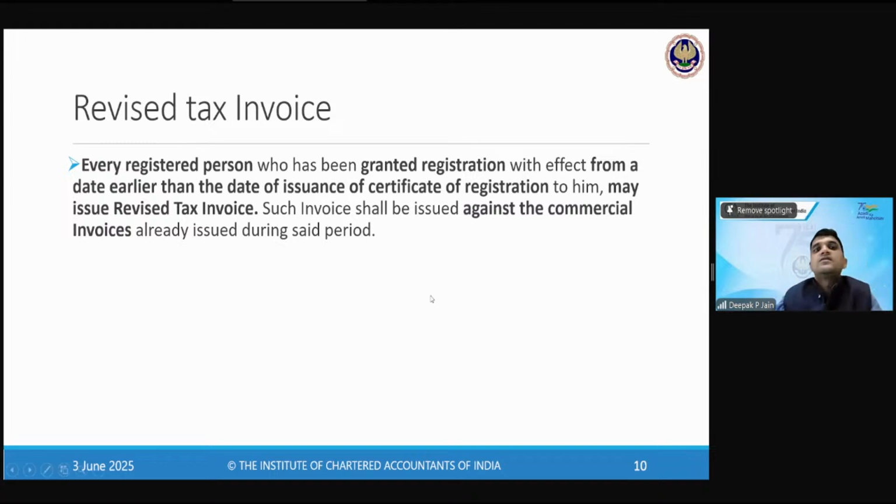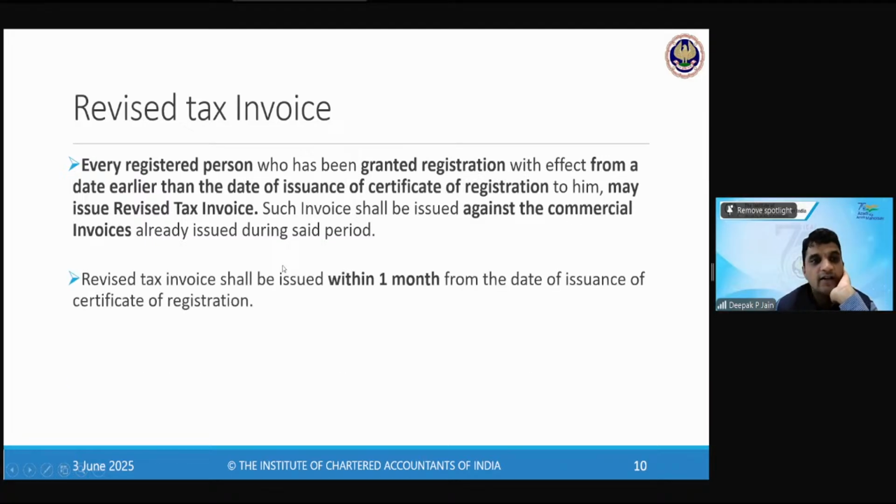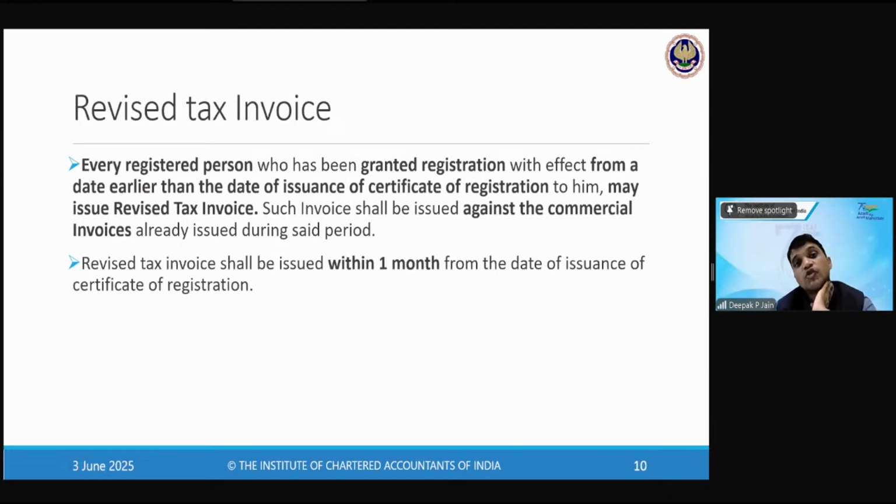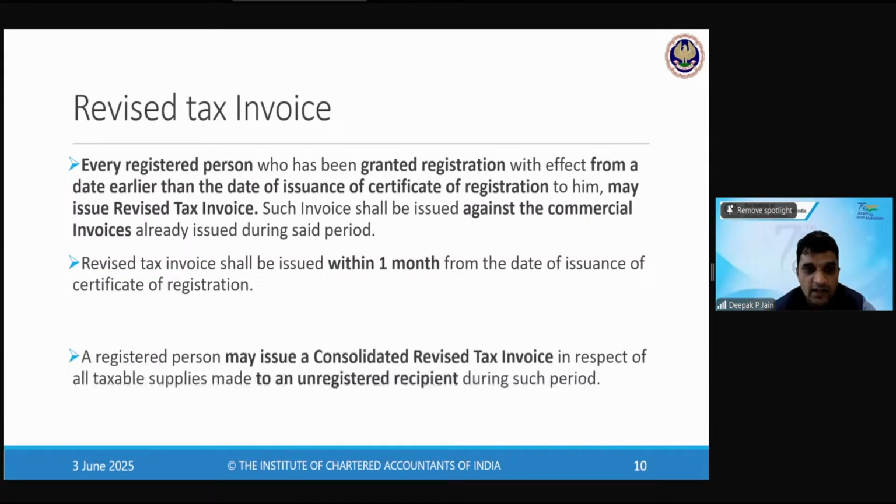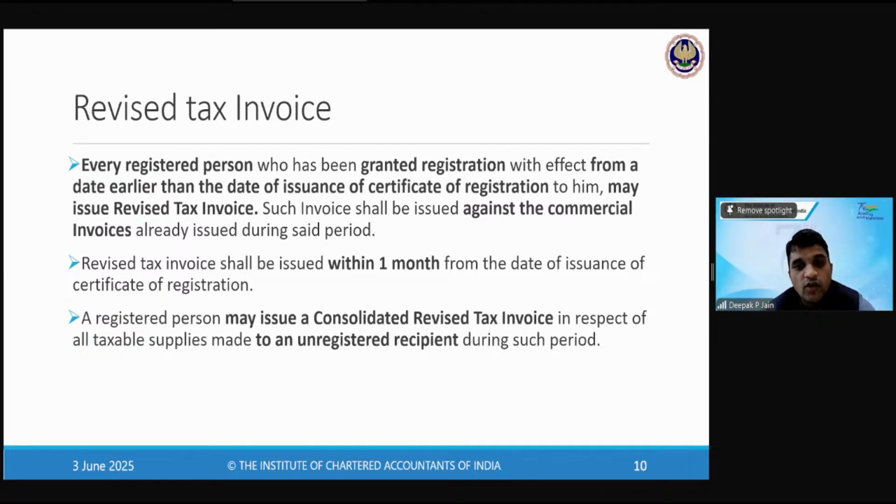Okay. So as we are saying, such invoices shall be issued against the commercial invoices which were already issued during such period. Revised tax invoice should be issued within a duration of 1 month from the date of issuance of registration certificate. पुराने जो भी है उसको आप 1 महीने के अंदर रिवाइज करके दे सकते हो. A registered person may issue a consolidated revised tax invoice if the recipient is unregistered.